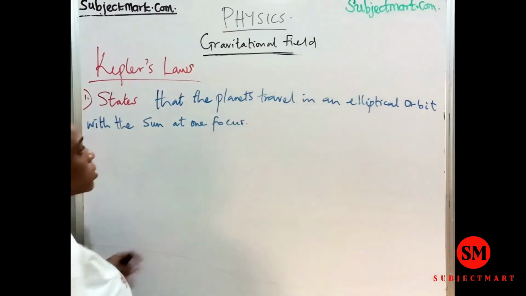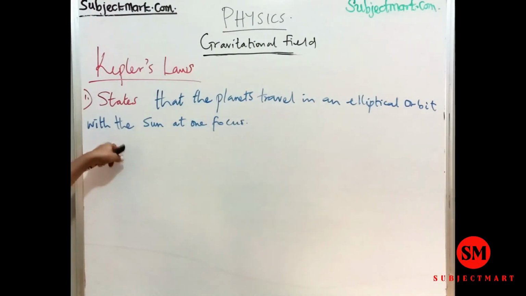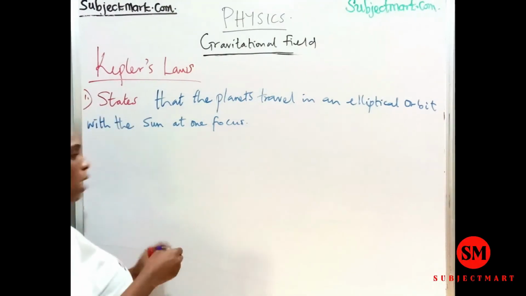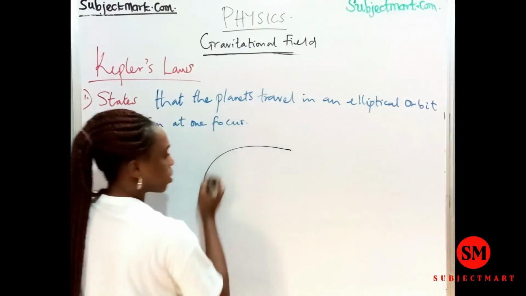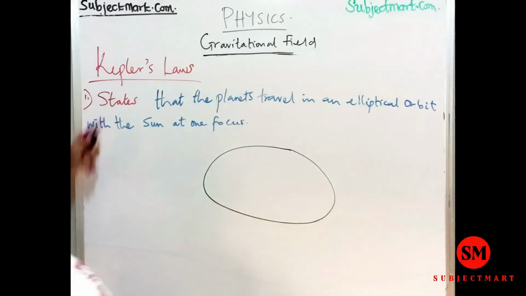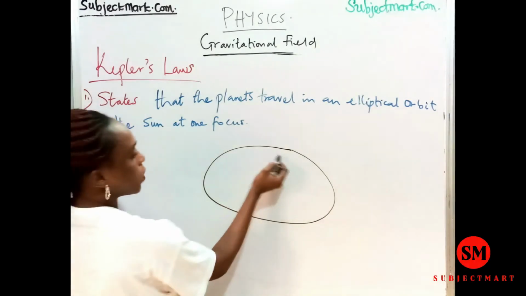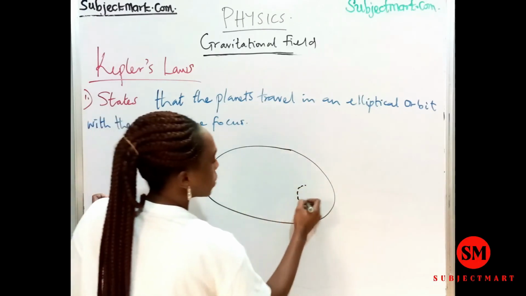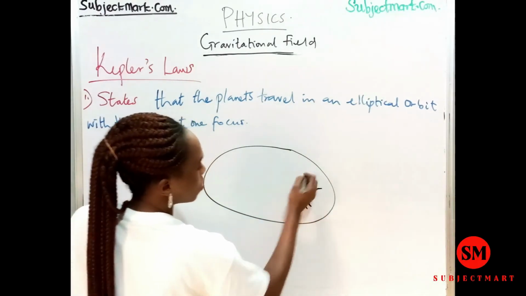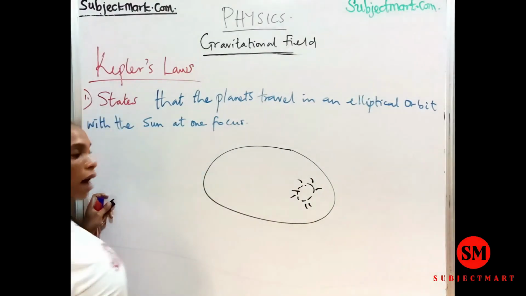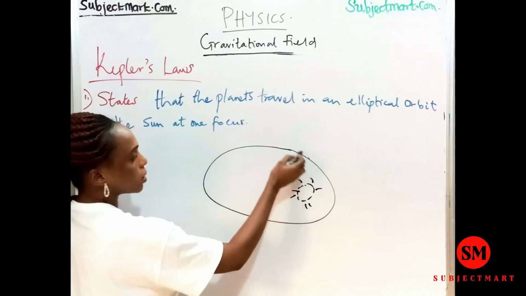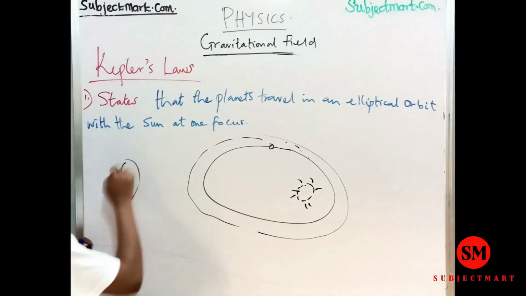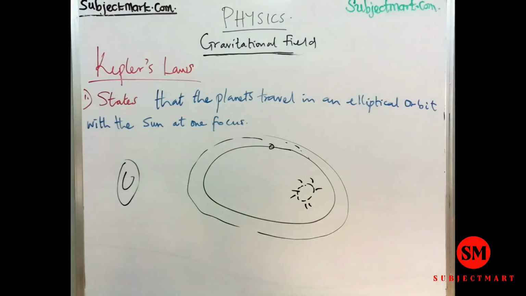The first law states that the planet travels in an elliptical orbit with the sun at one focus. They travel in an elliptical orbit. I hope you know that when they say something is elliptical, it's something of this shape. So according to Kepler, the planet travels in this orbit with the sun at one focus, not at the middle, but at a particular focus. So according to them, the sun is either here or here at one focus, while the planets are traveling in this elliptical orbit, not even in a circular orbit, but in an elliptical orbit.